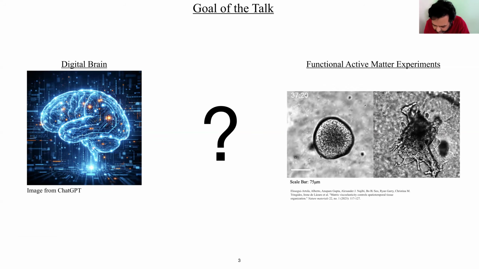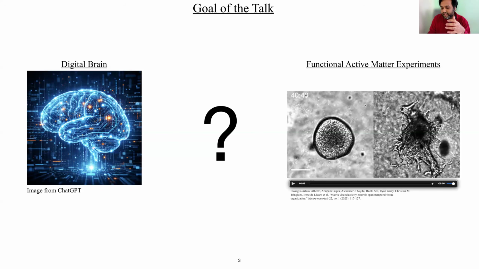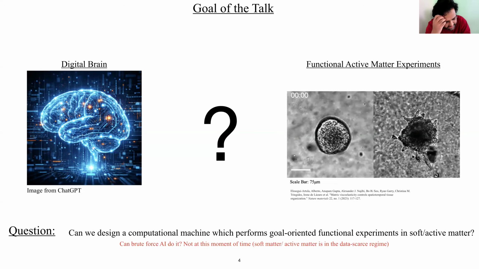So the experimentalist, which is a human, which is also a state of matter, is trying to design an experiment such that the interfacial instabilities on the tumor are suppressed. So there is a function when the experimentalists are doing these biological experiments: they want to prevent something from happening so that the spatiotemporal behavior of an active domain is the way it is. So can we ask a question like this? Can we design a computational machine which performs goal-oriented functional experiments in soft and active matter?